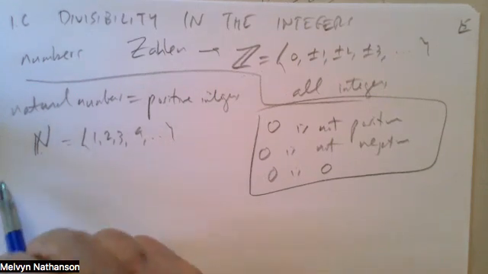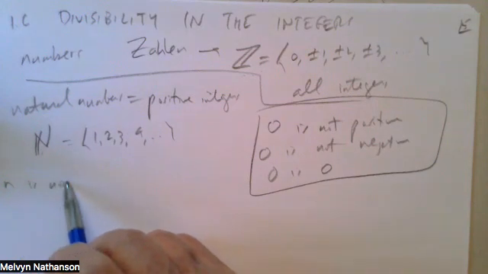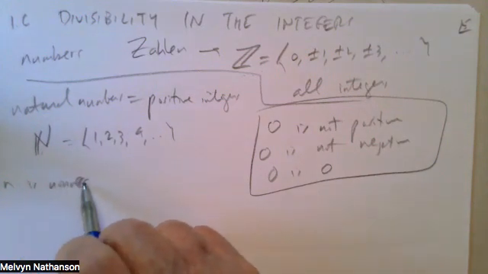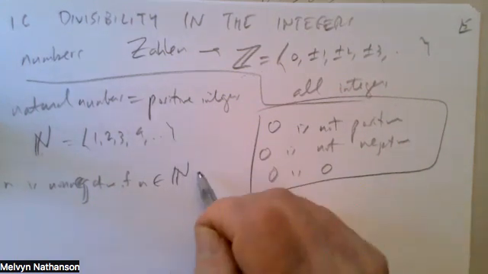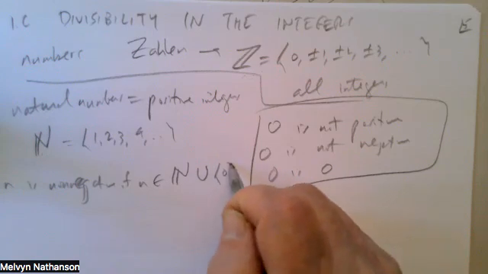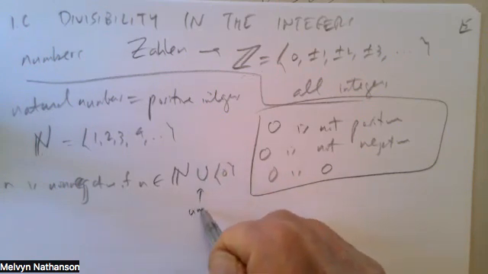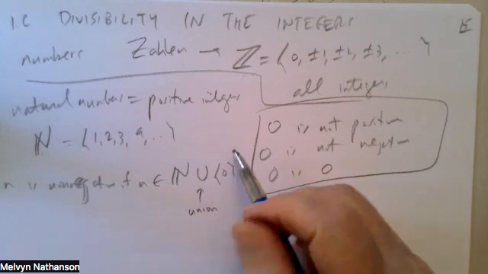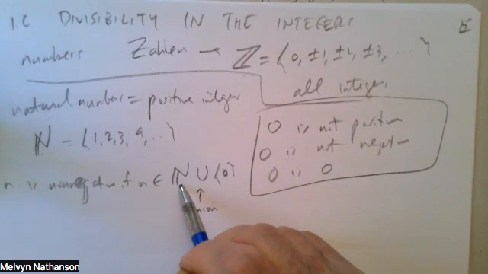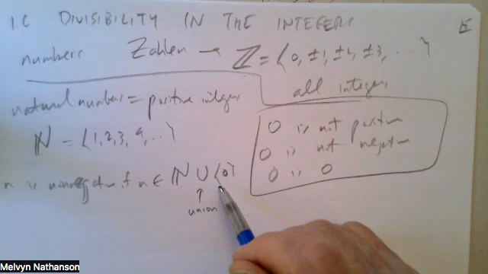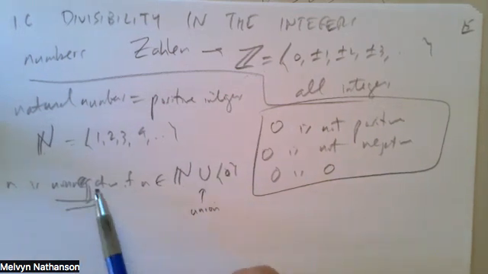And N is non-negative, an integer, if N is in the set of positive integers union the set {0}. So this means the union, what you get by combining two sets. This is the set whose only element is 0. This is the set whose elements are the positive integers. So the union of these are the integers that are positive or 0, which means not negative, or non-negative. So that's what non-negative means.